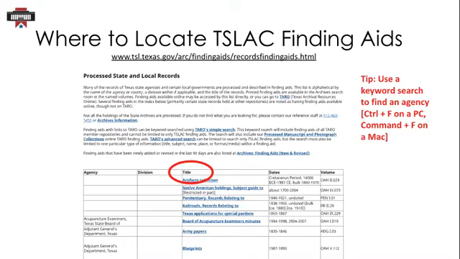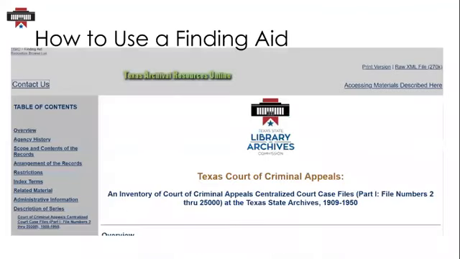So let's say I've looked through this table and I found some records that I want to look at. I'll click on the hyperlinked title and that will take me to a finding aid. So this is what the top of the finding aid looks like. This is just a screenshot of one. So you can see here I've picked one for Texas Court of Criminal Appeals case files.